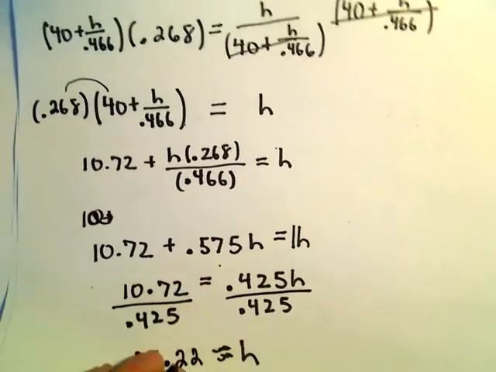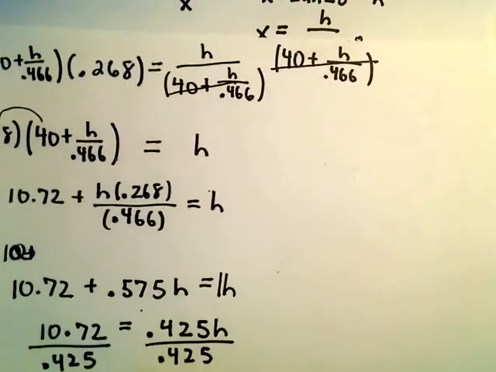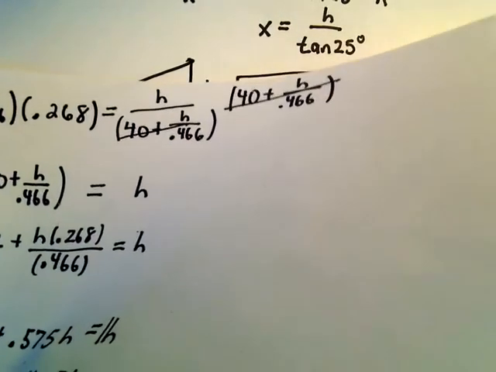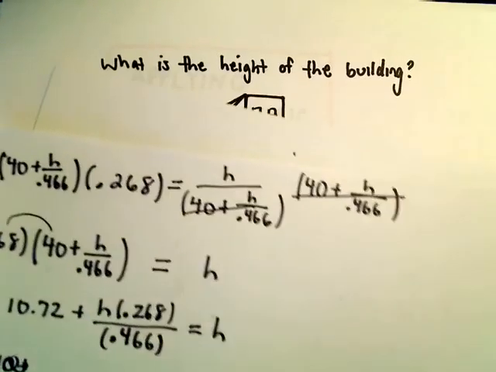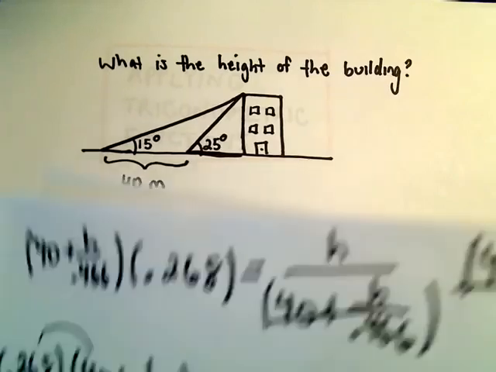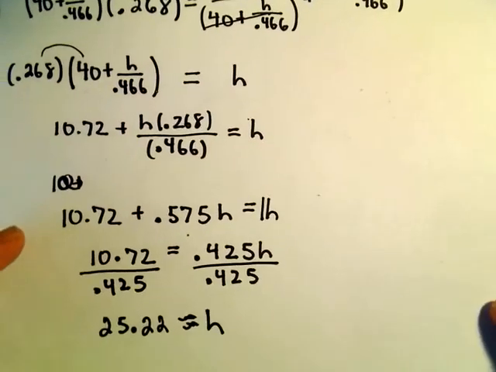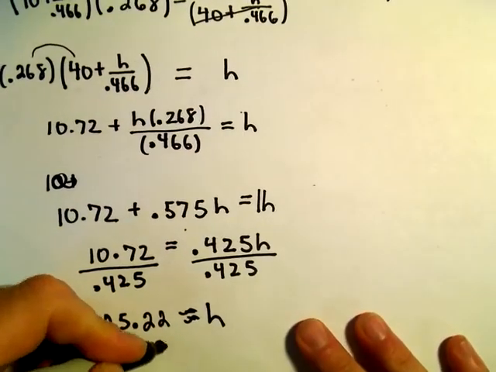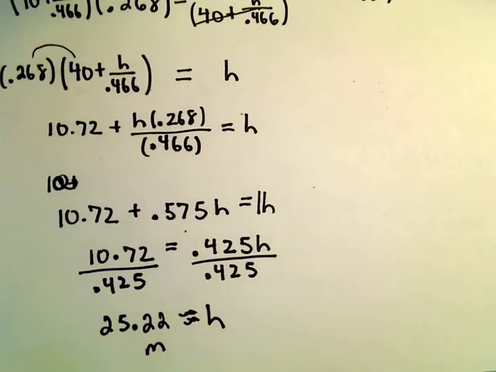25.22. And did we have units? I think they were originally in meters. Yes, we originally used meters. So I would say the height of the building is roughly 25.22 meters.